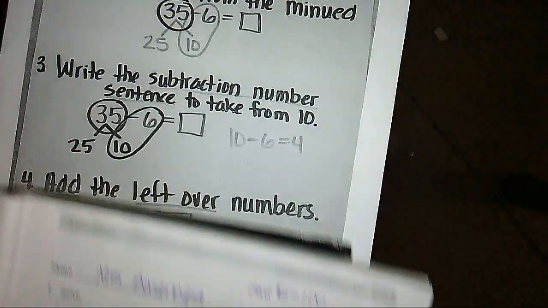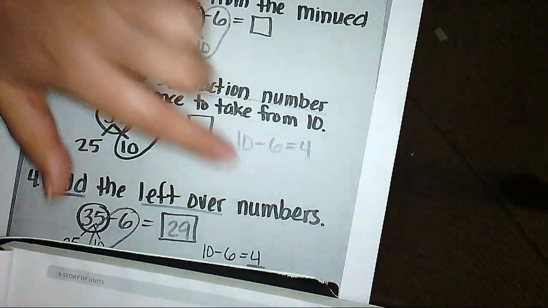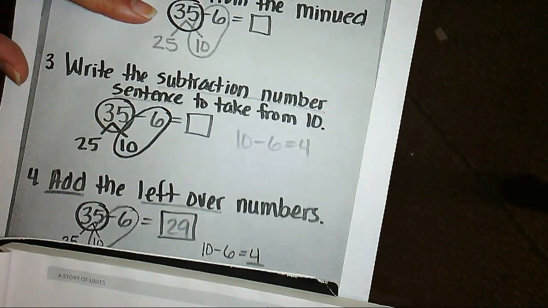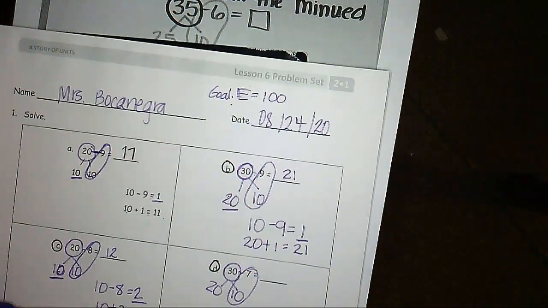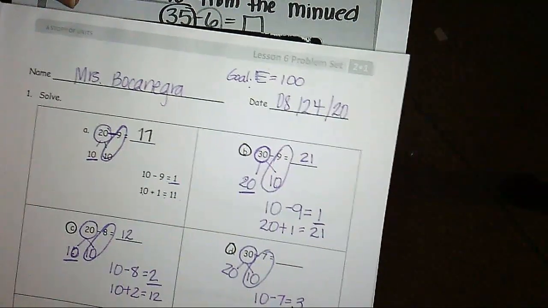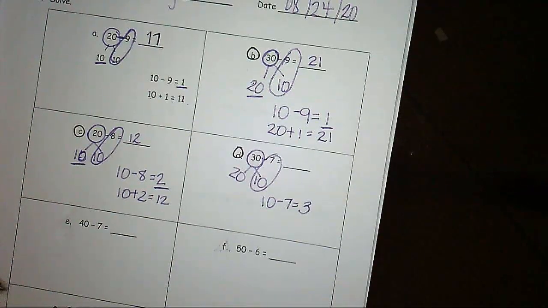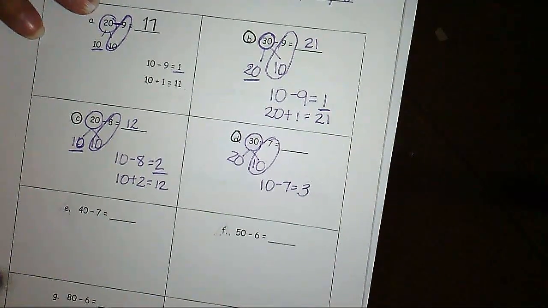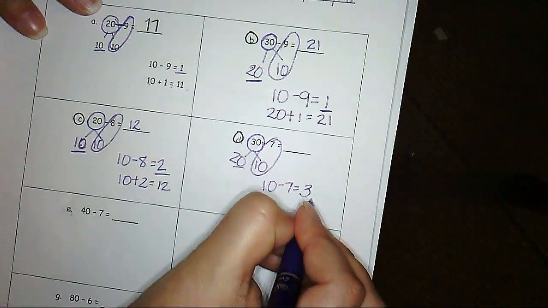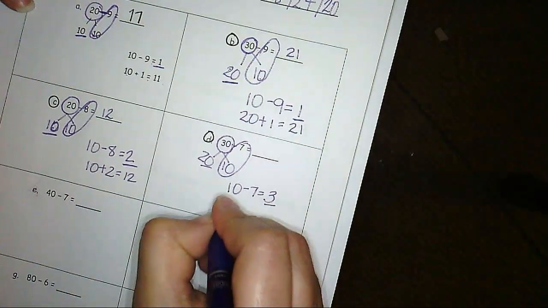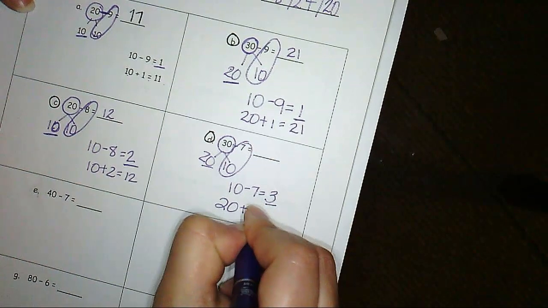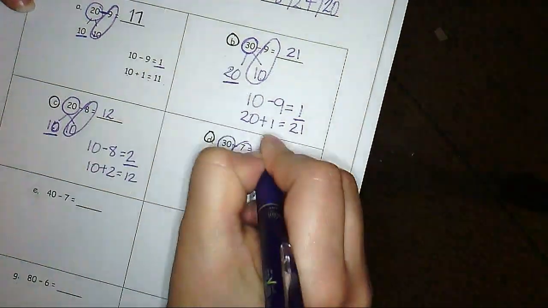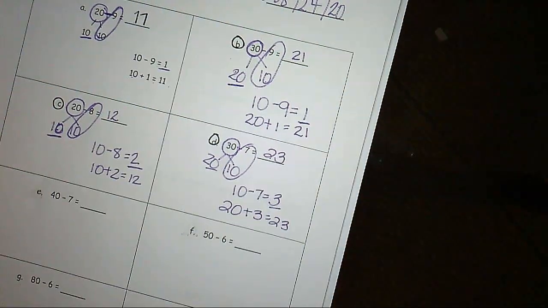And the last step, let's do it. 10 seconds. Don't forget to underline the numbers that are left over. Here's what you should have. Great job, boys and girls.